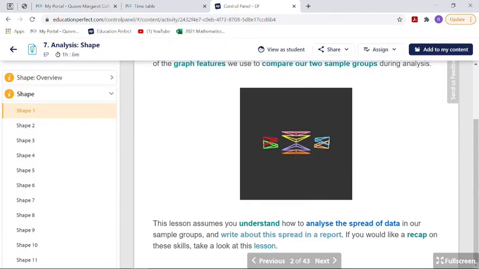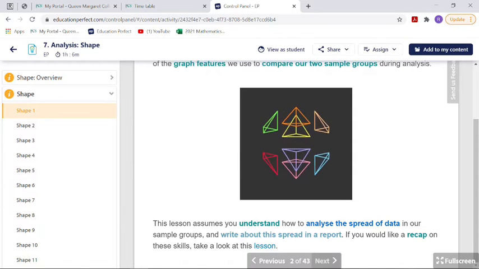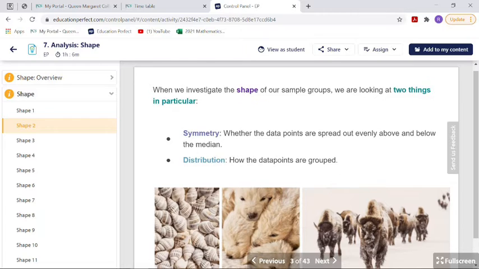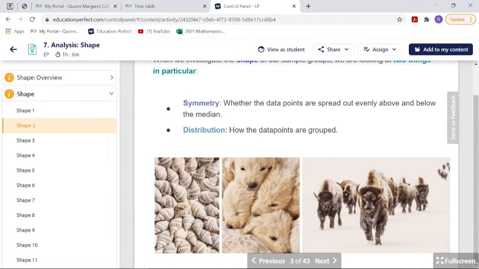When you have your two sample groups, we've already analyzed the spread and the shift. Now we're going to talk about shape. And remember that when we talk about shape, we have two different things to talk about. Symmetry: are the things symmetrical, spread out evenly above and below the median? And distribution: how are they spread? How are they grouped together? Do you see clumps of data?